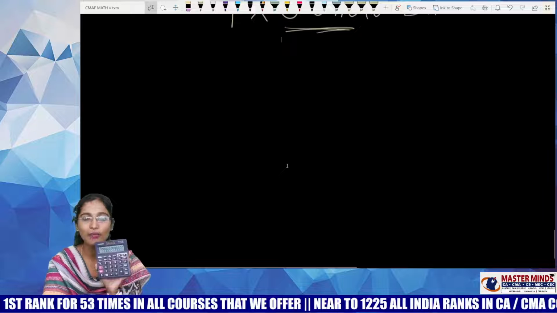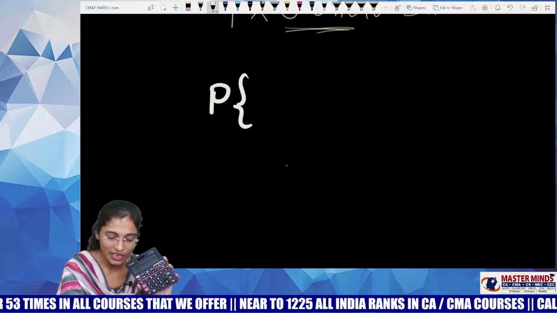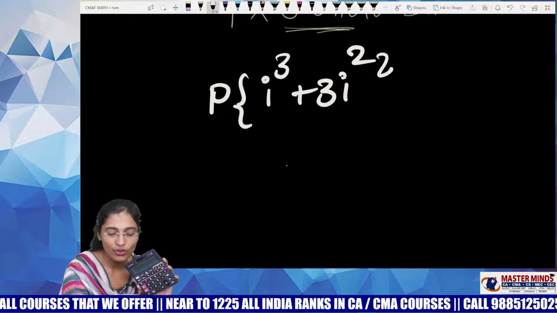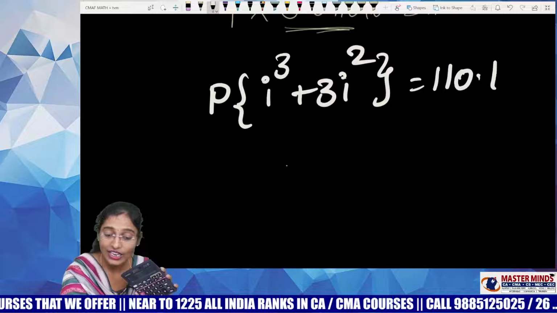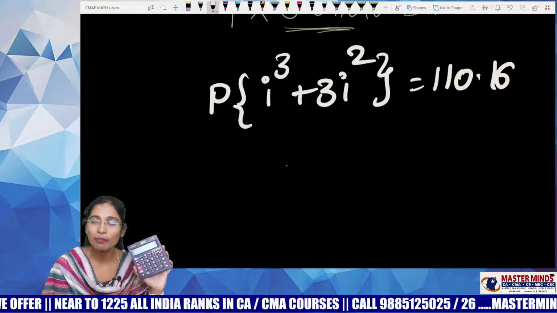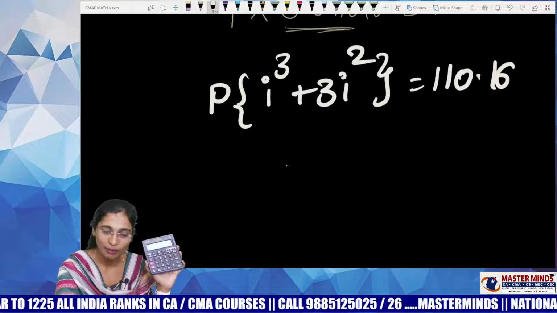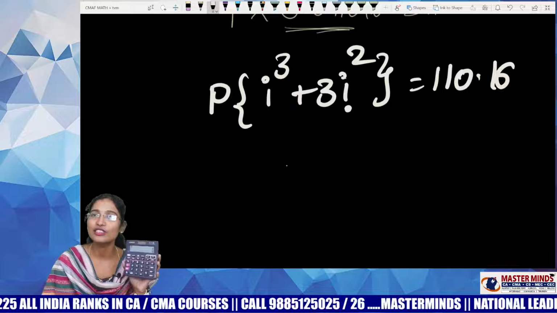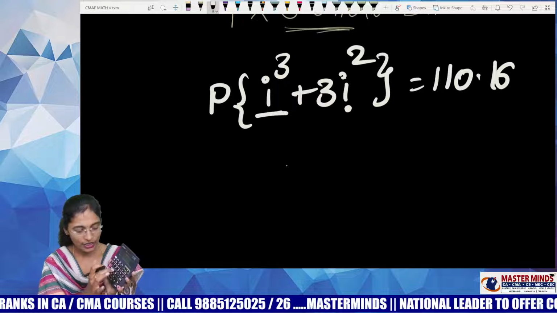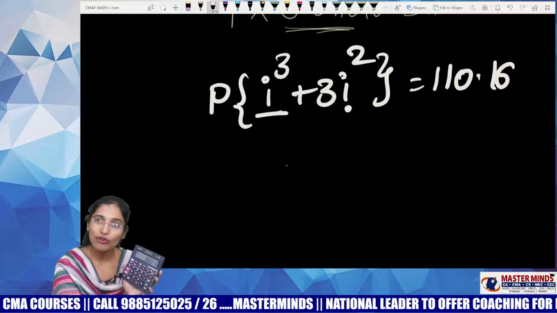This is one way. Or else, if you are aware of the compound interest and simple interest difference formula, which is P of I cube plus 3I square, and that is equals to 110.16. Here also I should perform the calculation using only one step. I don't want to deviate my solution. So, you know that I equal to 0.06, no? Please perform I cube, means 0.06 whole cube. M plus, because the symbol before I cube is plus only, right?